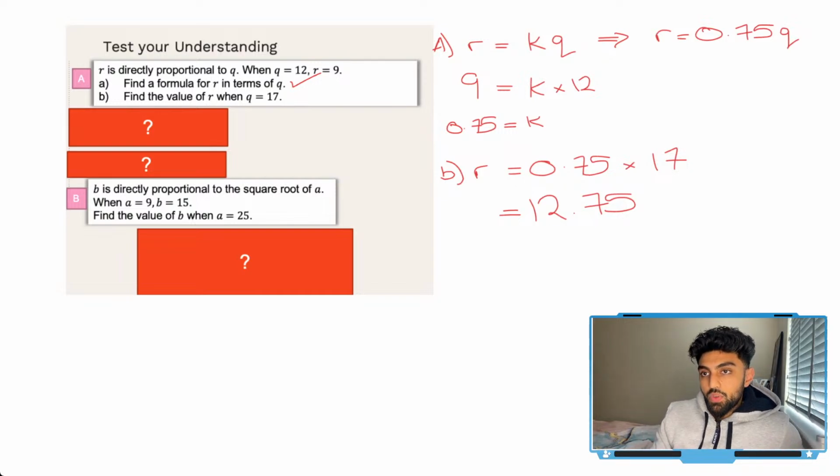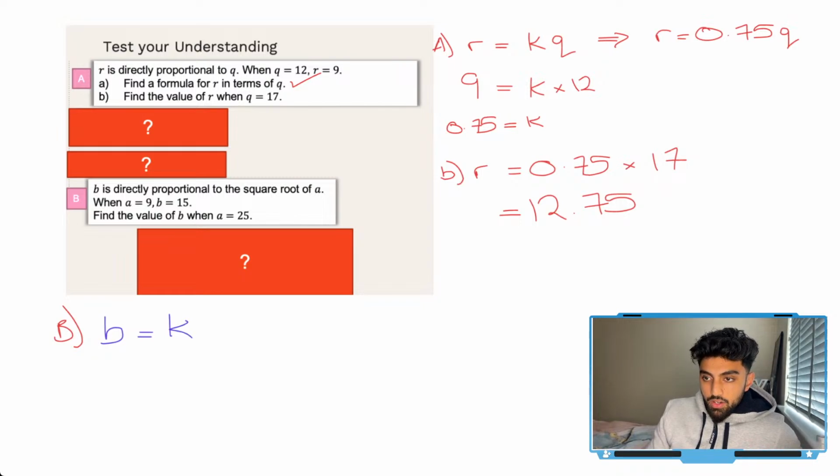So we have, I'm going to change color. Let's go with blue. Actually, I like purple. So we have b is directly proportional. Again, if we translate this mathematically, we write b is equal to k times the square root of a.